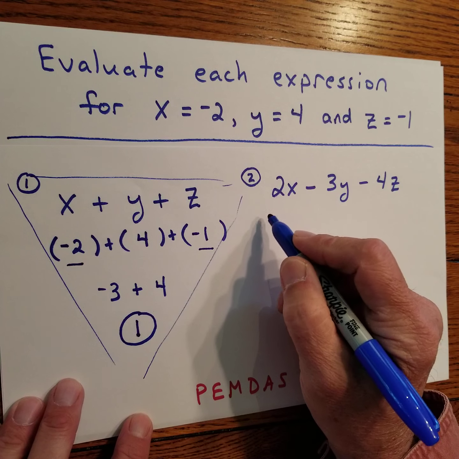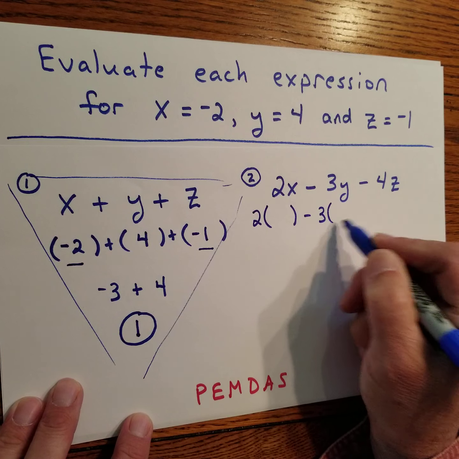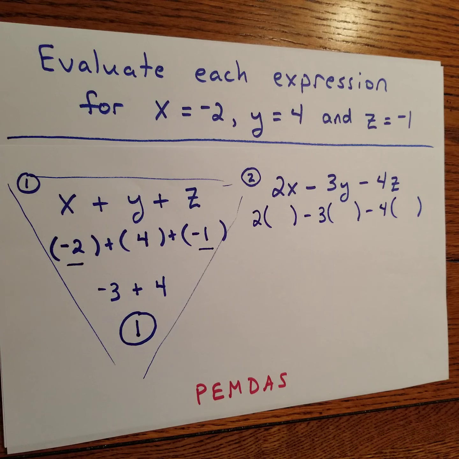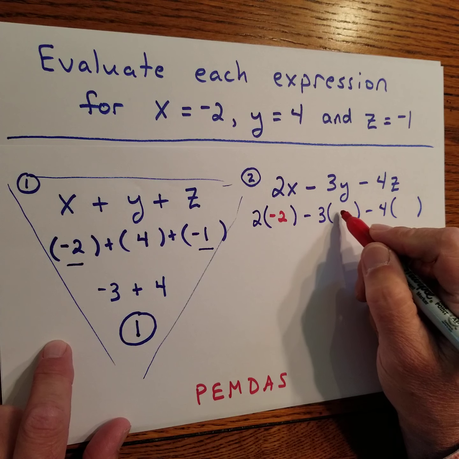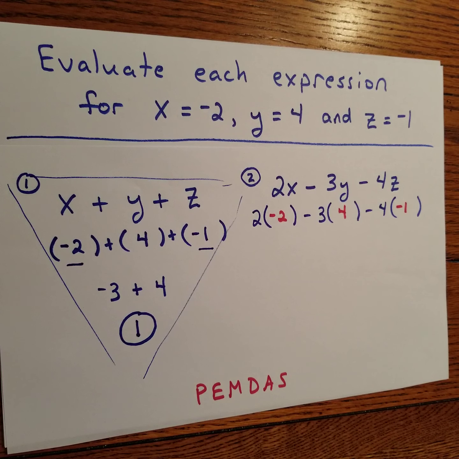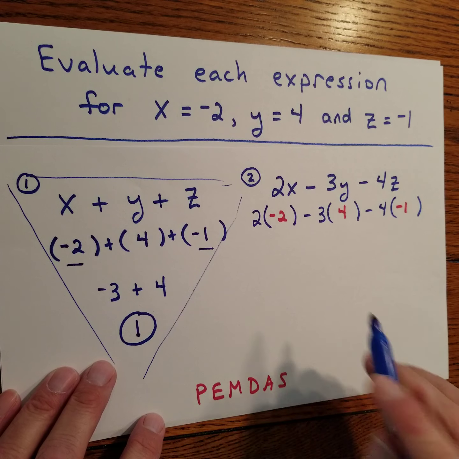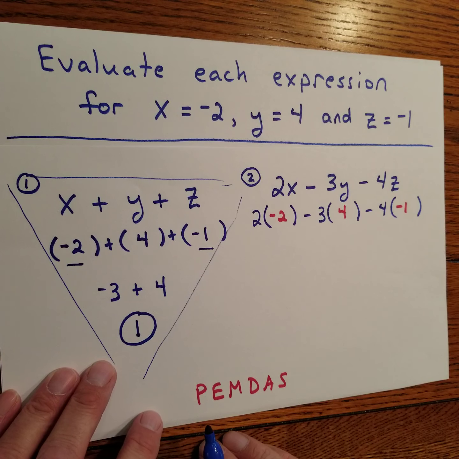Here comes number 2. Let's rewrite it as 2x minus 3y minus 4z. And then we'll plug in. For x, plug in -2. For y, plug in 4. Z is -1. Good. Here we go. Next up is to multiply. We'll multiply the 2 and the 2. We'll multiply the 3 and the 4. We'll multiply the 4 and the 1.